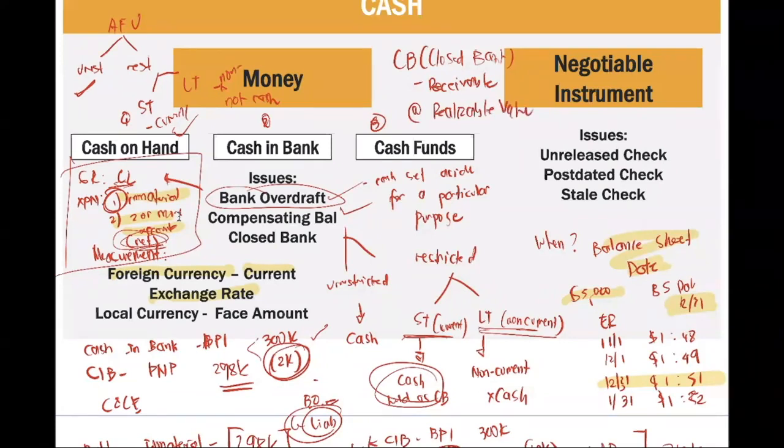Okay, take note. If you have a cash in bank, closed bank, how do we treat it? Receivable at realizable value. Receivable at realizable value.